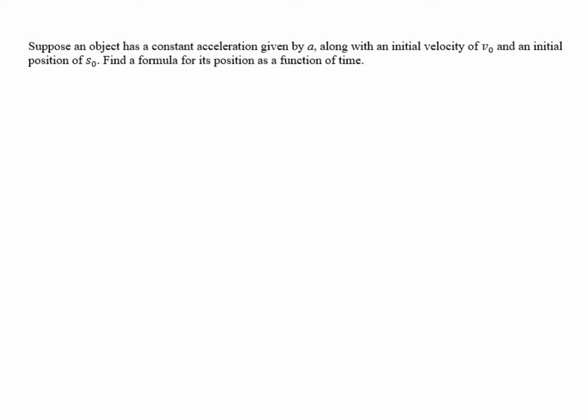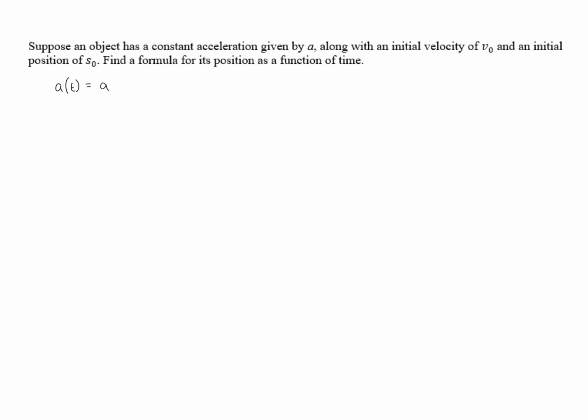Suppose an object has a constant acceleration given by a, along with an initial velocity of v sub 0, which we usually call v naught, and an initial position of s naught. Find a formula for its position as a function of time. All right, so we're told that the acceleration as a function of time is some constant a, and we want to figure out the position function.